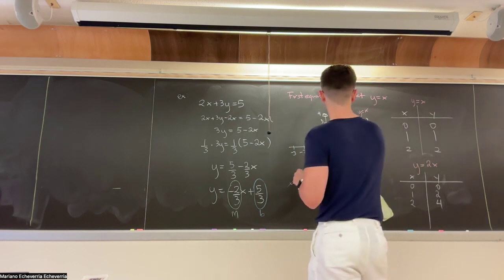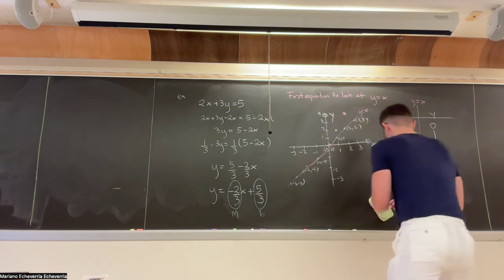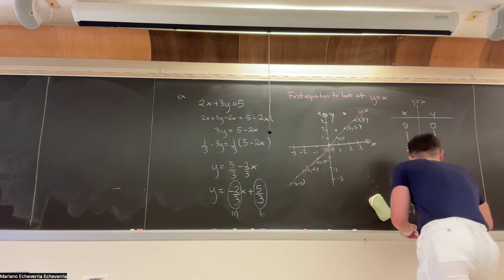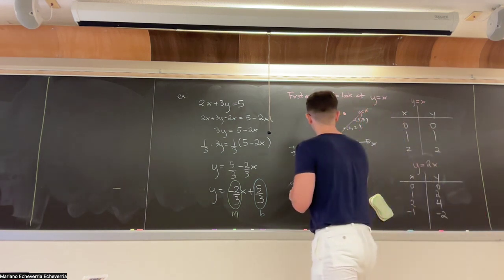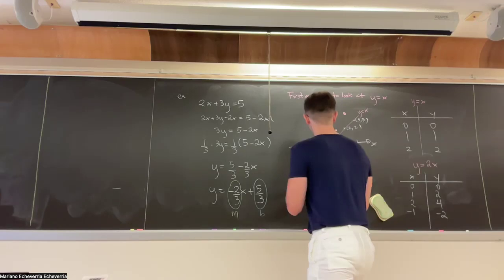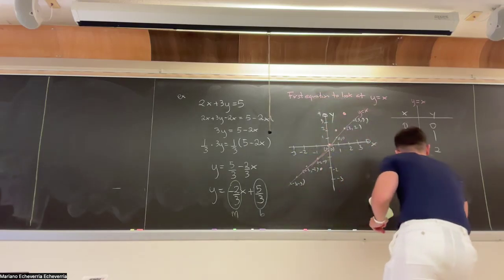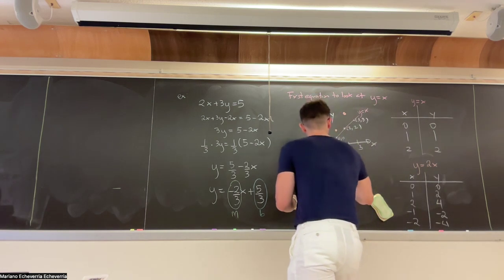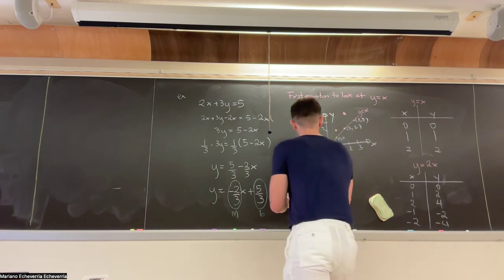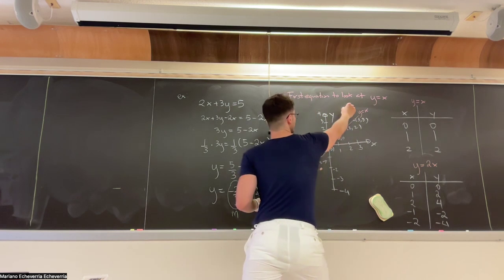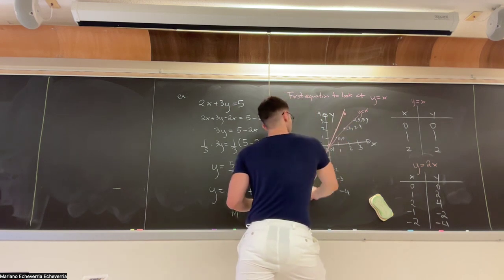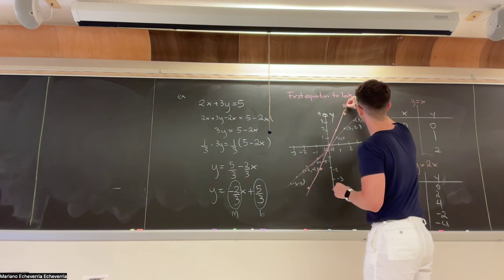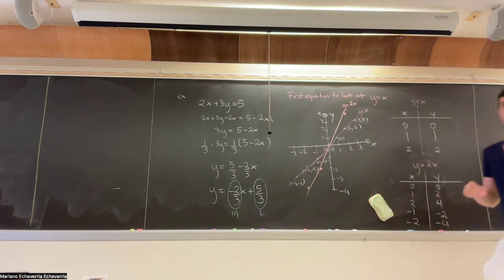And then, for example, with -1 you would get -2. With -2 you would get -4. So the other line, y equals 2x, looks like this. That is how that one looks.